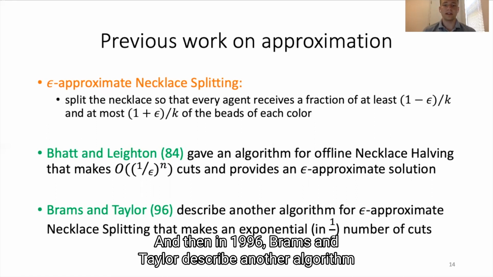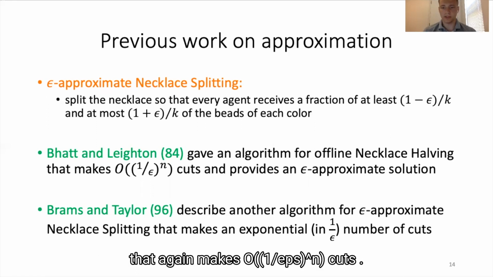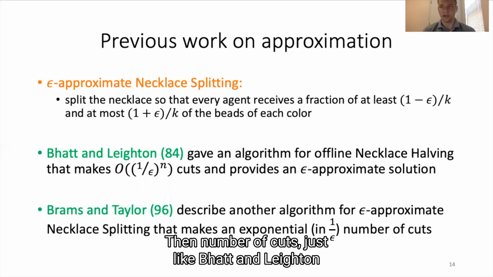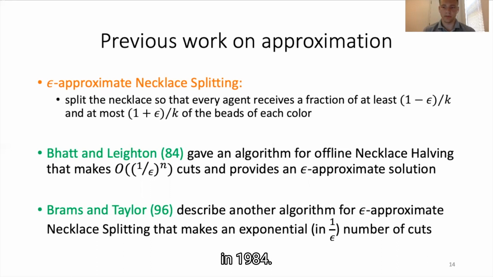And then in 1996, Brahms and Taylor describe another algorithm for the epsilon approximate version that again makes a number of cuts exponential in 1 over epsilon. So I guess it's 1 over epsilon to the O of n number of cuts, just like Bath and Layton in 1984.